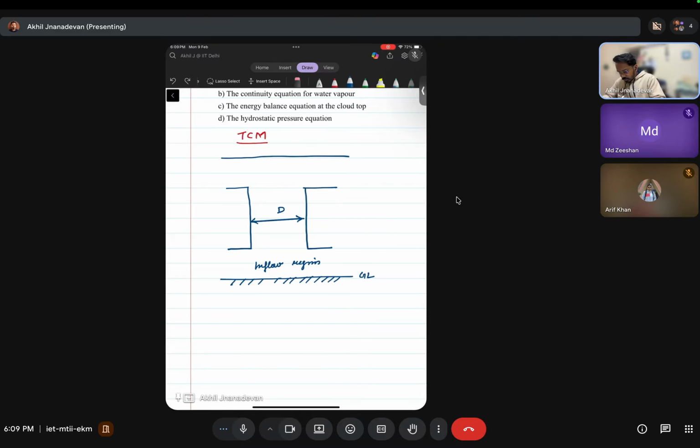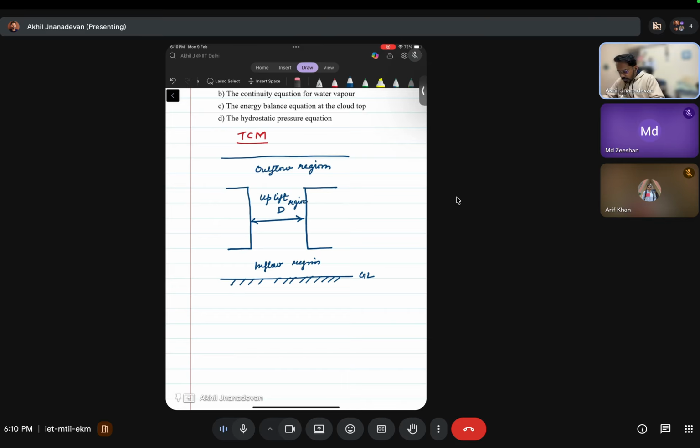Once we define our area and the diameter of the column, we divide it into three zones. That is the inflow zone, which is near the surface, and the outflow region, and connecting these two we have the uplift region. So it has three regions: inflow region, uplift region, and outflow region.